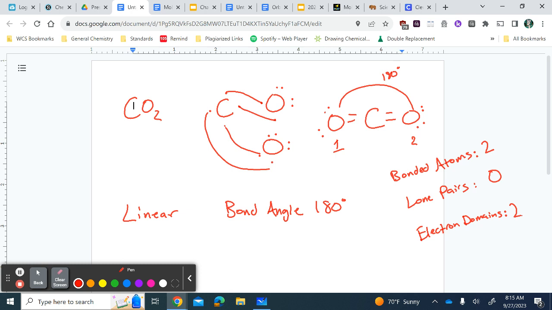So make sure you write something down into a notebook. You need to know the shape linear. You need to know that it has 2 bonded atoms, 0 lone pairs, and 2 electron domains. And you need to know that it has a bond angle of 180 degrees.